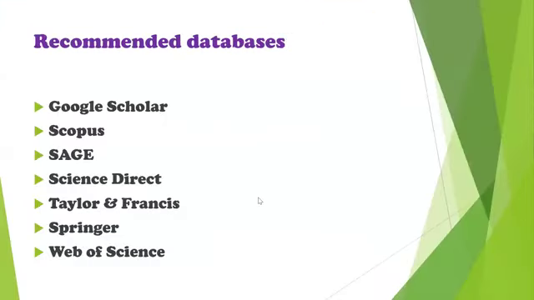So these are the recommended databases when you are writing your review. You can use Web of Science, Scopus, and the very top publishing houses. You can always use them, and equally Google Scholar.